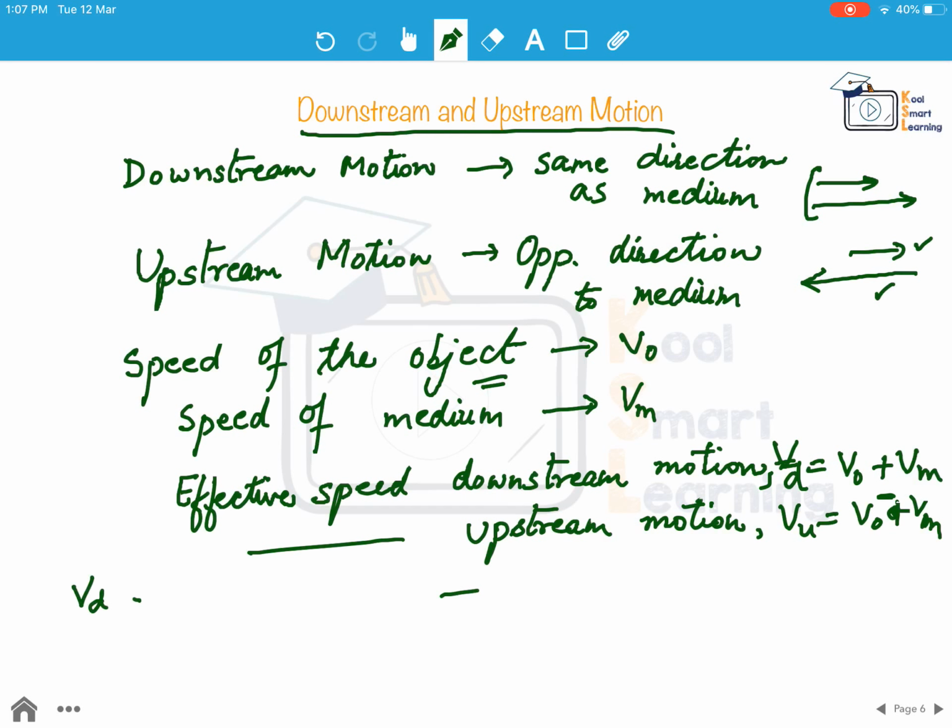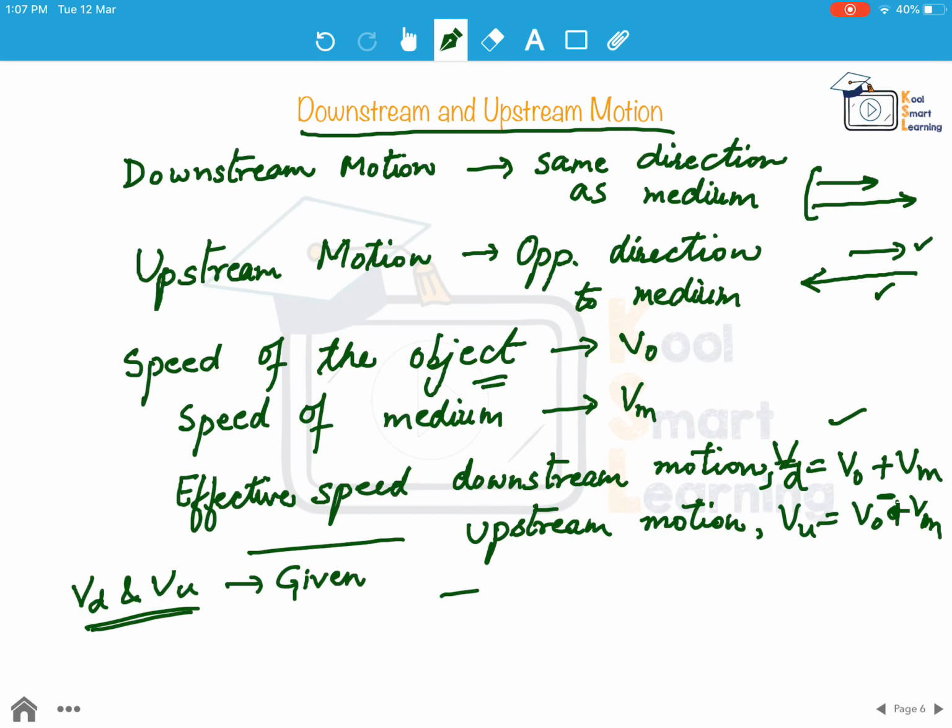Now supposing Vd and Vu are given to us, right? So can we find out the speed of the object, the original speed of the object and the speed of the medium? Yes, we can do that.